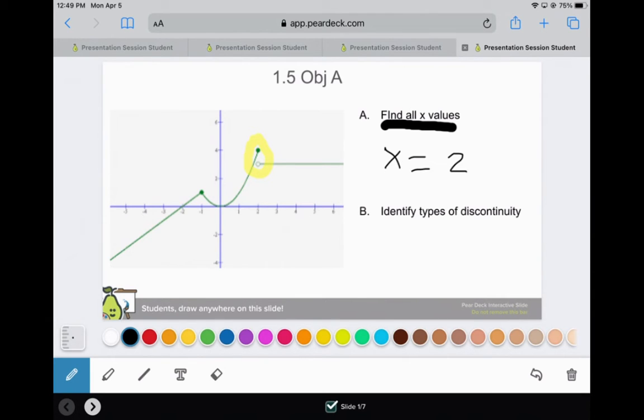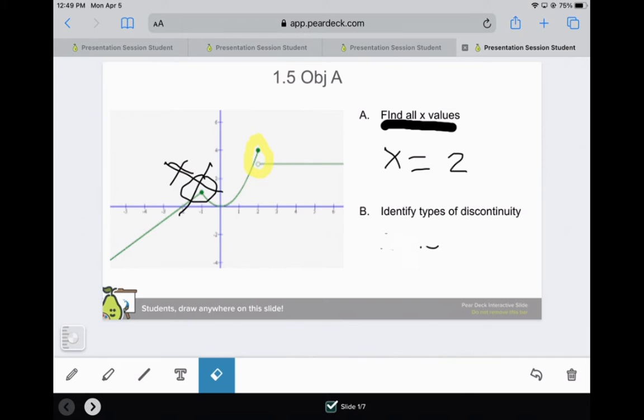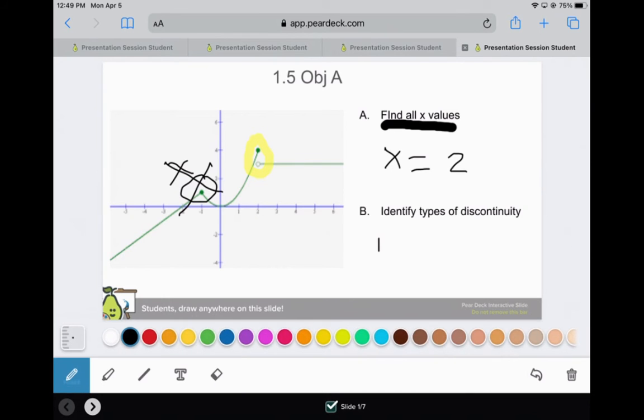And some of you are like, what about this one? Well, at that point, the graph is touched. There's no hole. It's a solid dot, so this is not it. Okay, so this does not count. So the type of discontinuity, if we look over here, there is a jump. So if there is a jump or a vertical asymptote, then it's non-removable. Non-removable, okay?